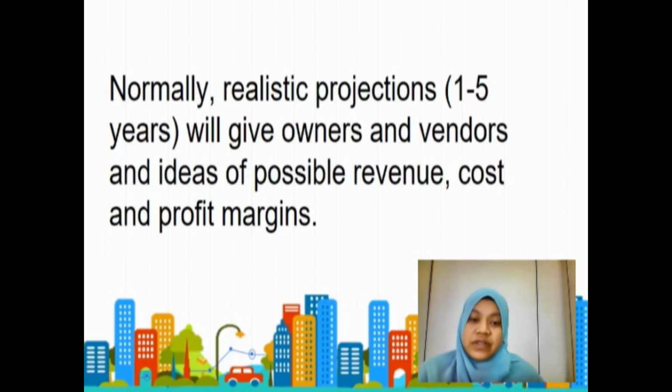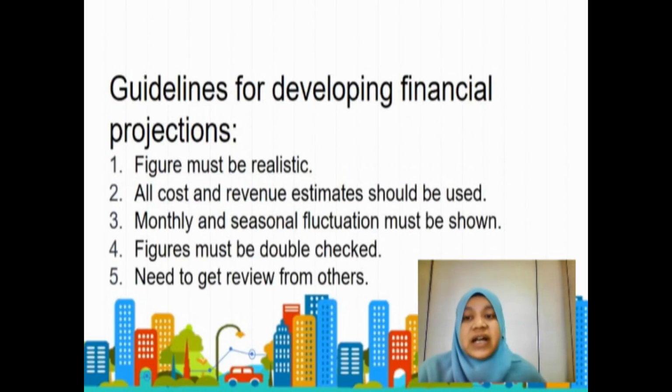Okay, so 5 years. The second one, this is a guideline for developing financial projection. The first one macam kita cakap tadi, figure must be realistic. Kita kena ada realistic figure, which is kita letak kita punya cost tinggi tapi revenue rendah. Sebab kita kena fikir, the cost might be changing from year to year. Kan? Sudden ada GST, and then June takkan ada GST. So kita kata, it might change. And then all cost and revenue estimated should be used. So bila kita letak all cost, kita kena guna semua cost yang kita letak tu lah.